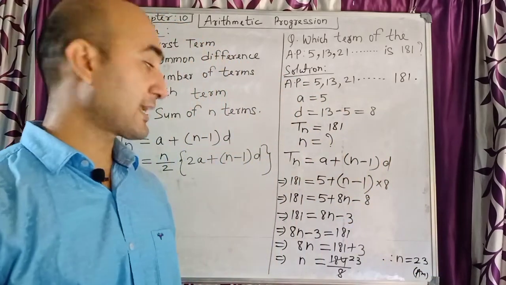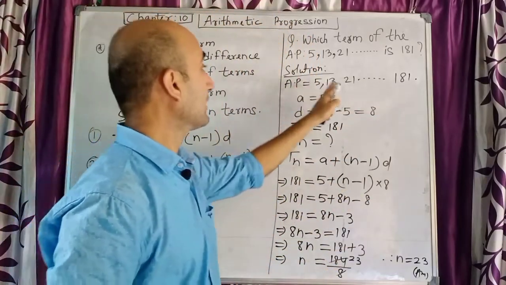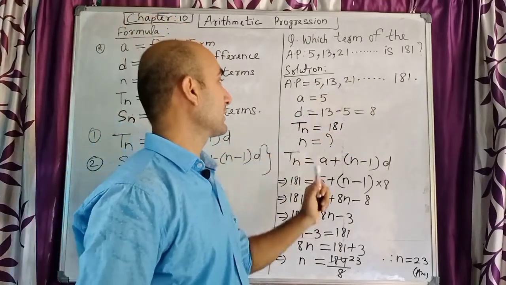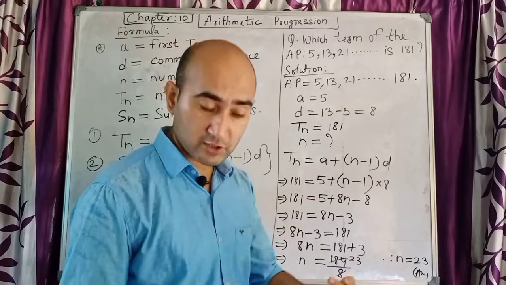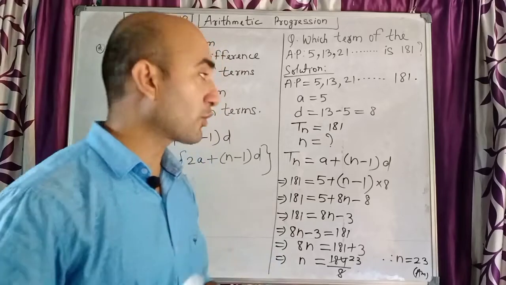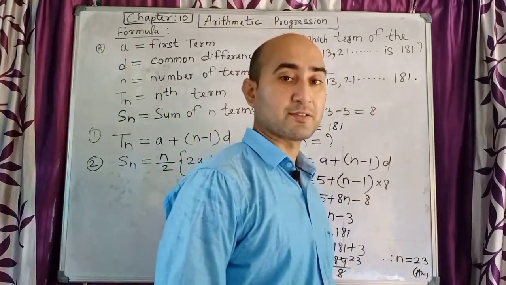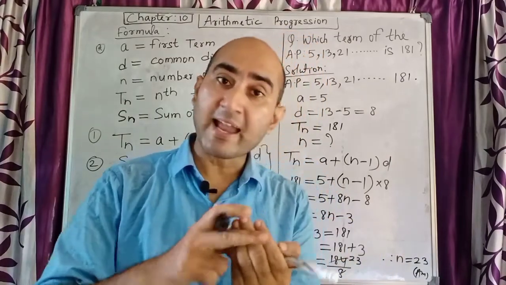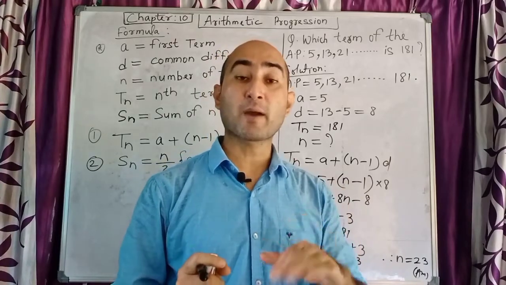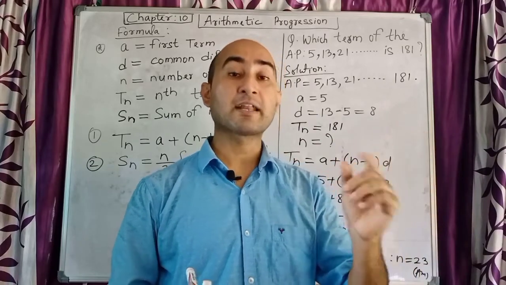So now children, we can say 181 is the 23rd term of the AP. That means the first term is 5, second term is 13, third term is 21, the fourth term 29, the fifth term is 37. It keeps on going, and when you reach the 23rd term, your result is 181. Counting manually by hand is very difficult, but we have a formula, so accordingly we will apply it. So when you are asked to find the number of terms, you have to understand the question is demanding to find n.